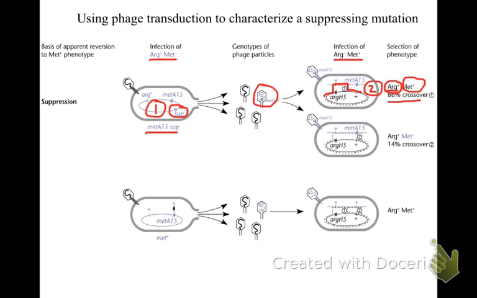In this case, we get a recombination event that, of course, gives us the arginine gene from strain 1. But we will get some recombination events that actually allow crossover of that methionine mutation that was on strain 1. So these will be ARG plus MET minus. And that tells us that the original methionine mutation was still present in strain 1, and that the phenotype of that strain had to be due to a suppressing mutation.